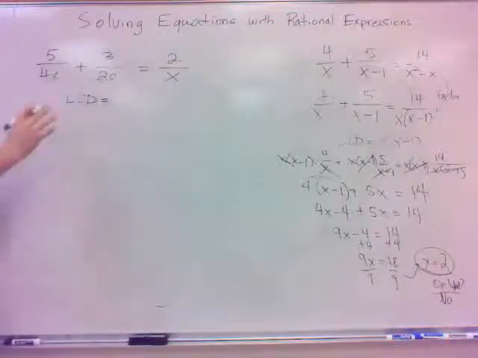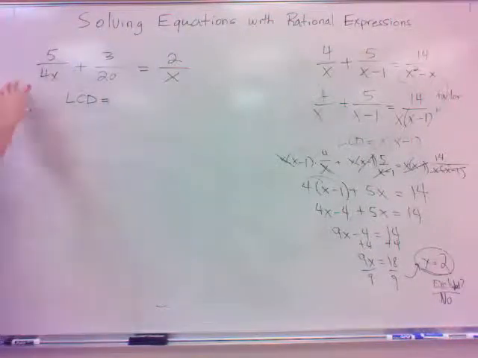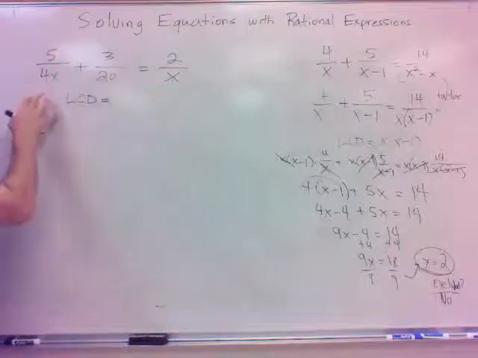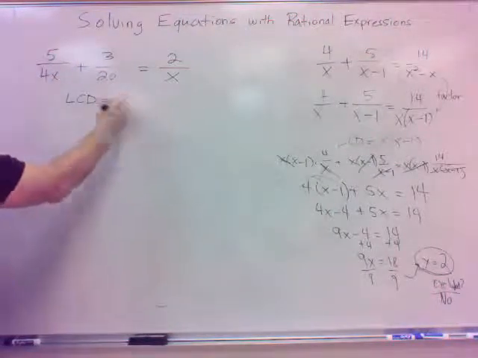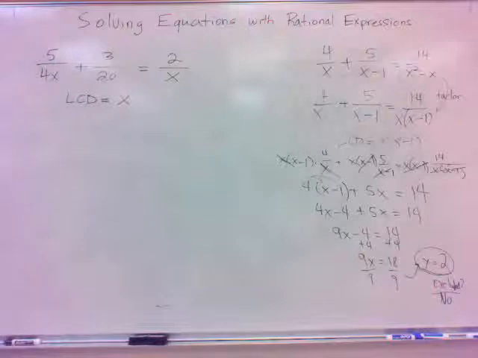Notice here, no factoring of denominators is needed. Nothing factors, so I'm just going to go straight to my LCD. Well, I've got an x. I do need an x in my LCD. What else, though?